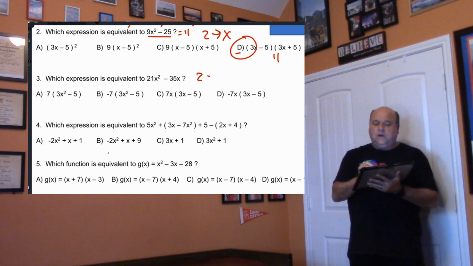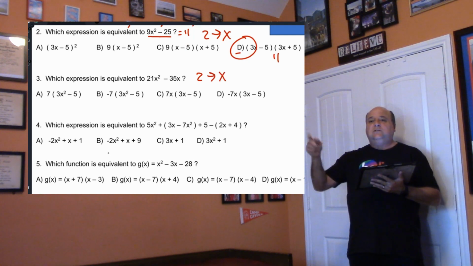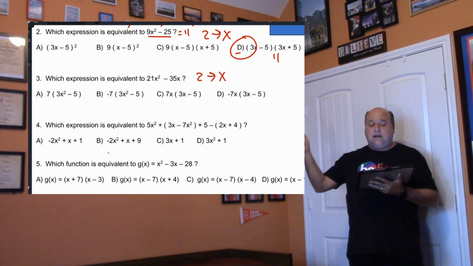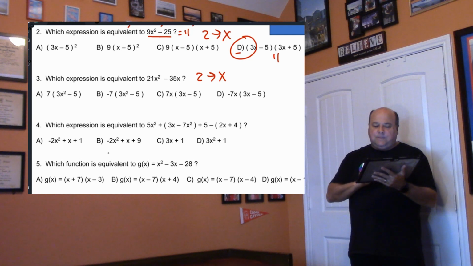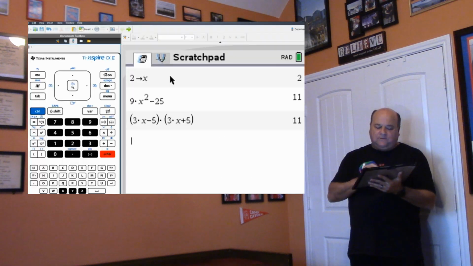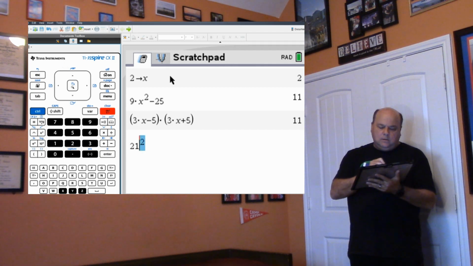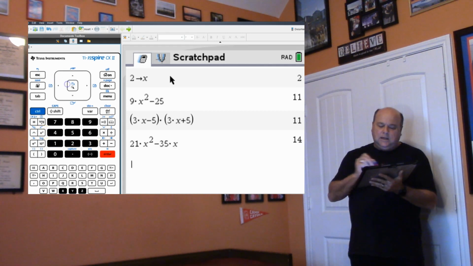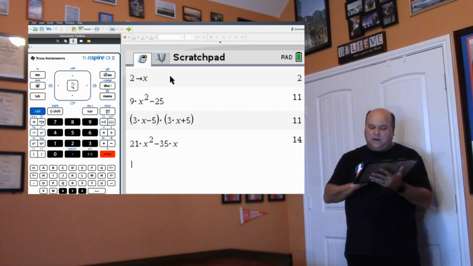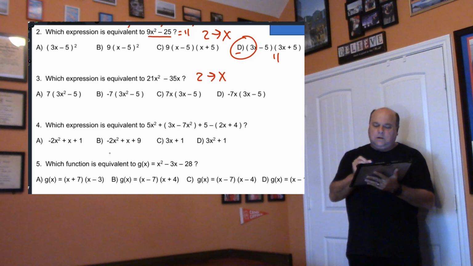Same thing. We're going to keep 2 stored for x. Since the letter didn't change, we don't have to type that in again. Now then, let's type in 21x squared minus 35x. Hit enter and I get 14. So go to your paper and put equals 14 right here.